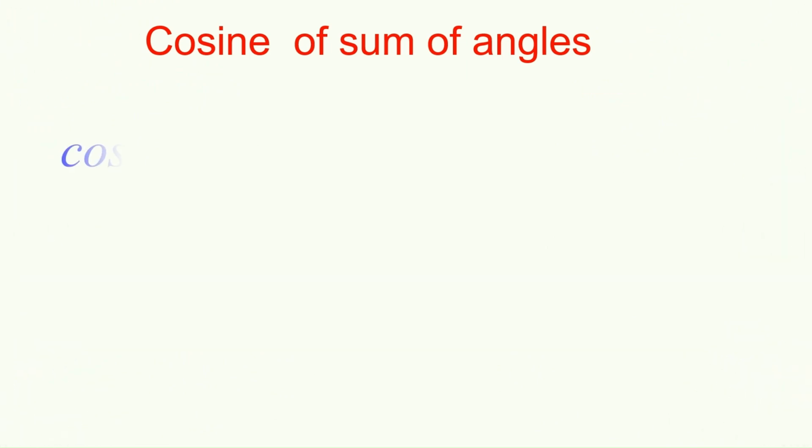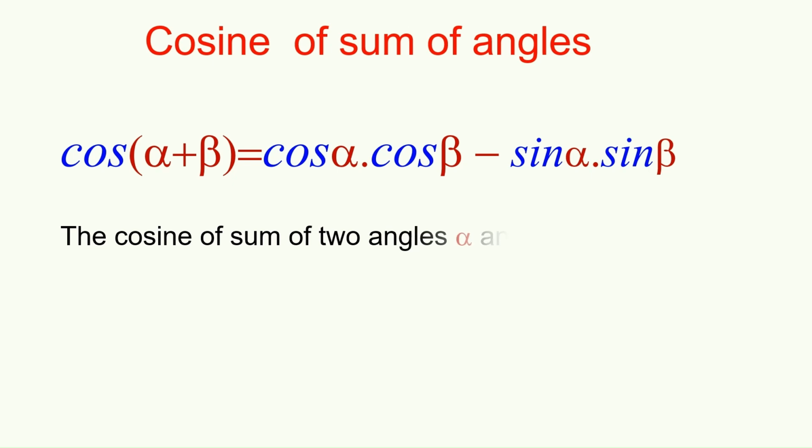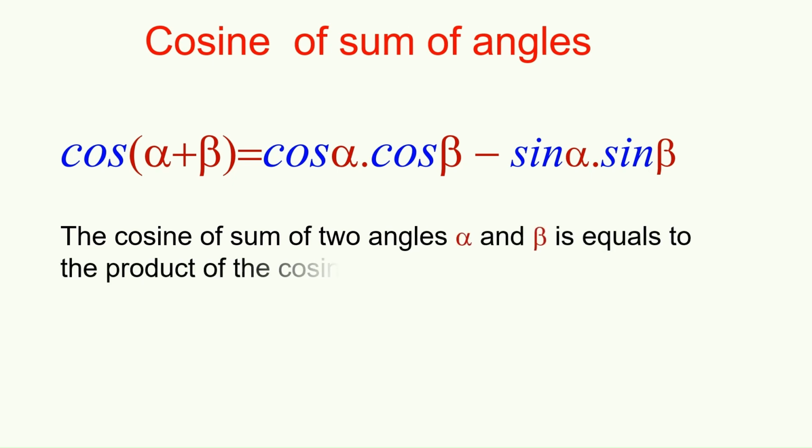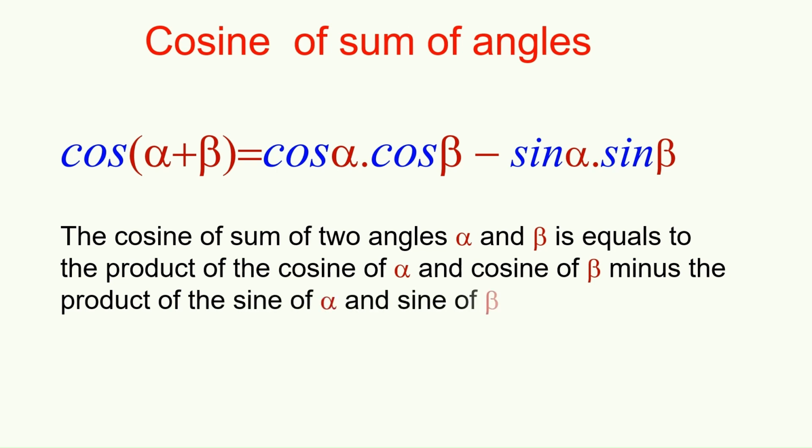Cos of alpha plus beta equals cos alpha cos beta minus sine alpha sine beta. The cosine of the sum of two angles alpha and beta is equal to the product of the cosine of alpha and cosine of beta, minus the product of the sine of alpha and sine of beta.